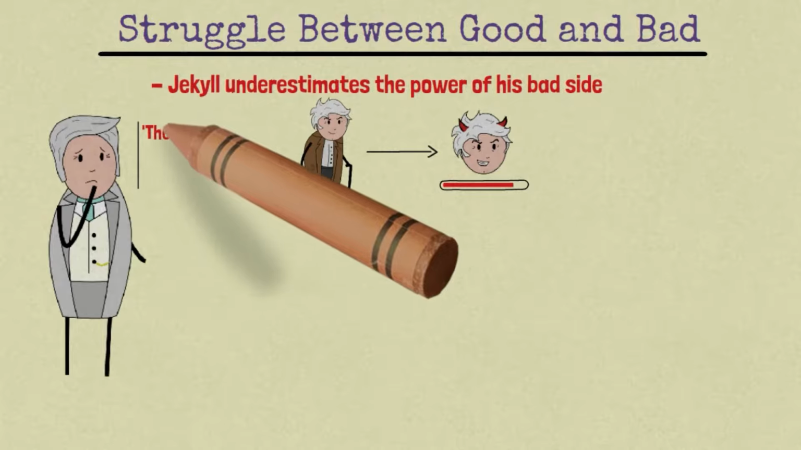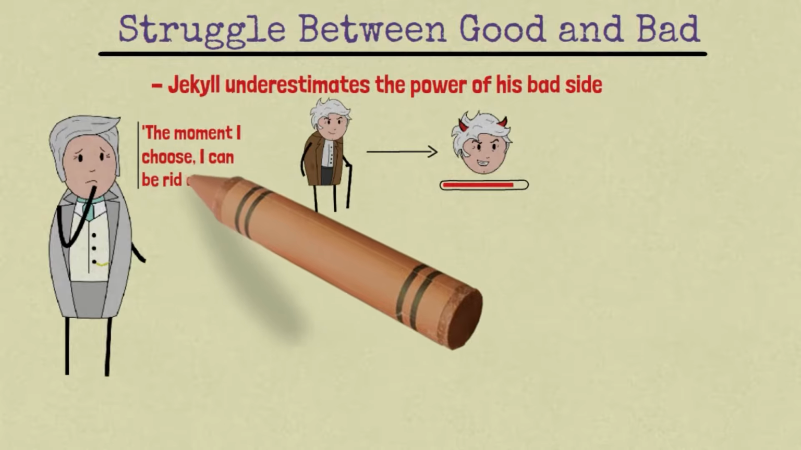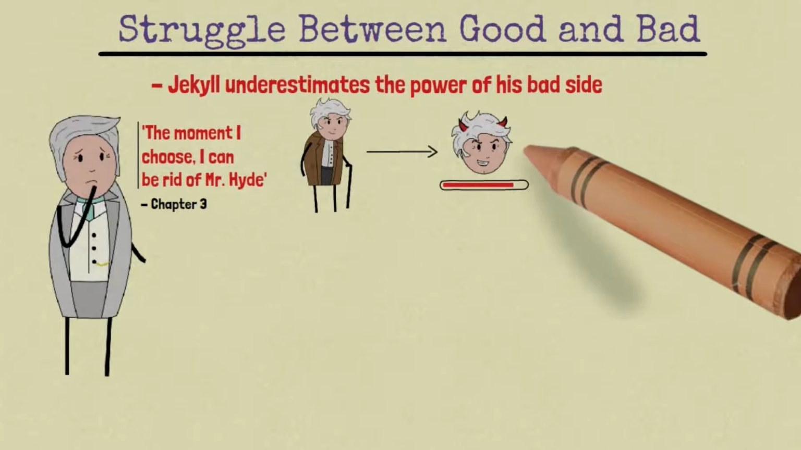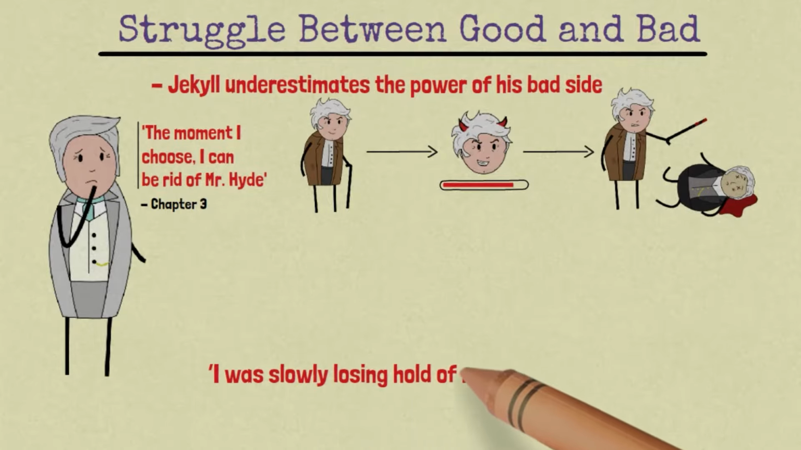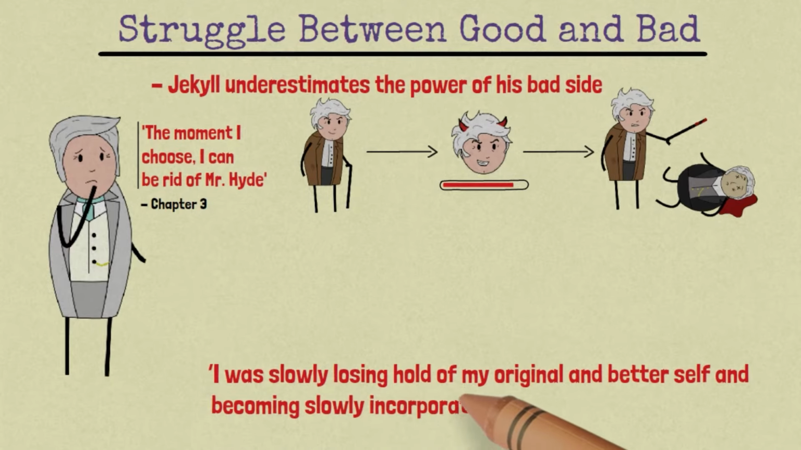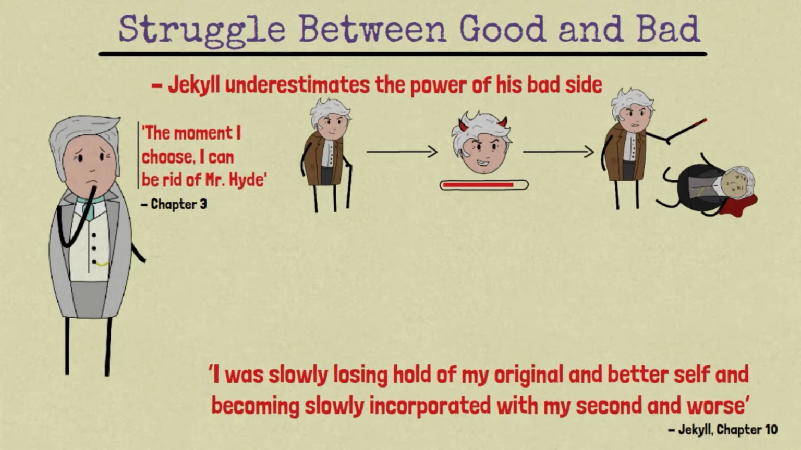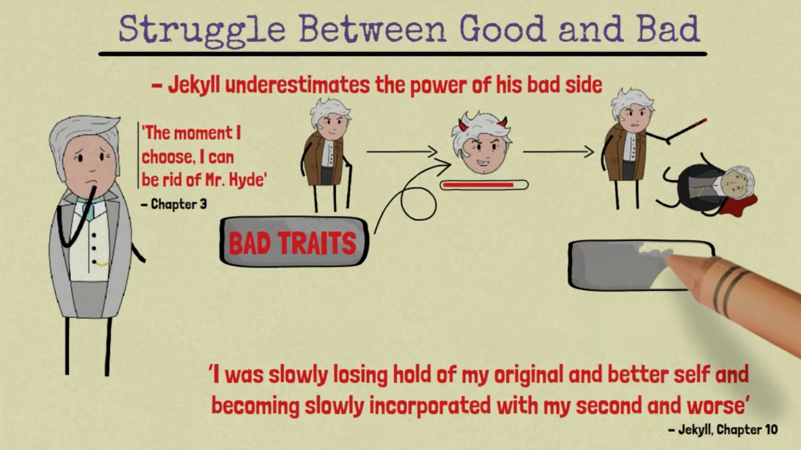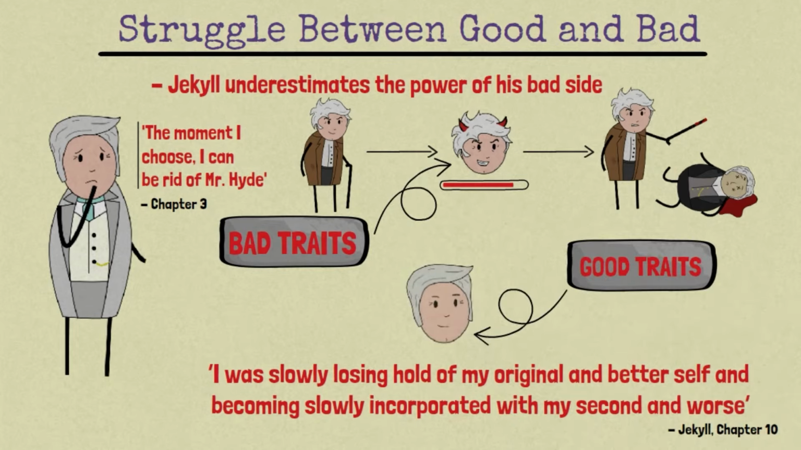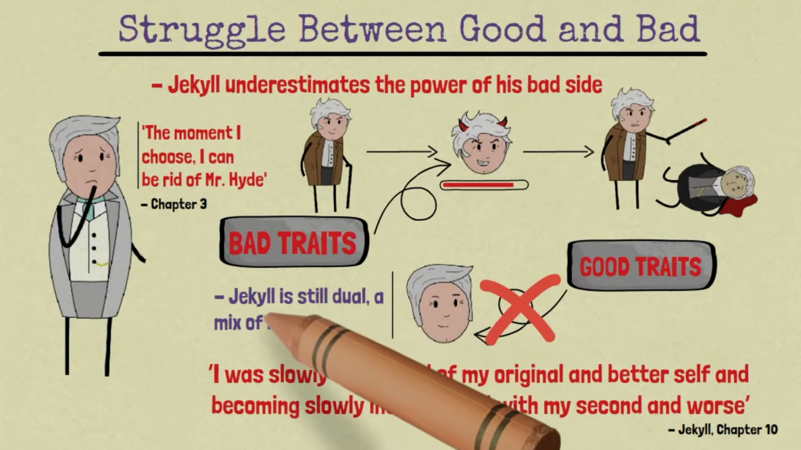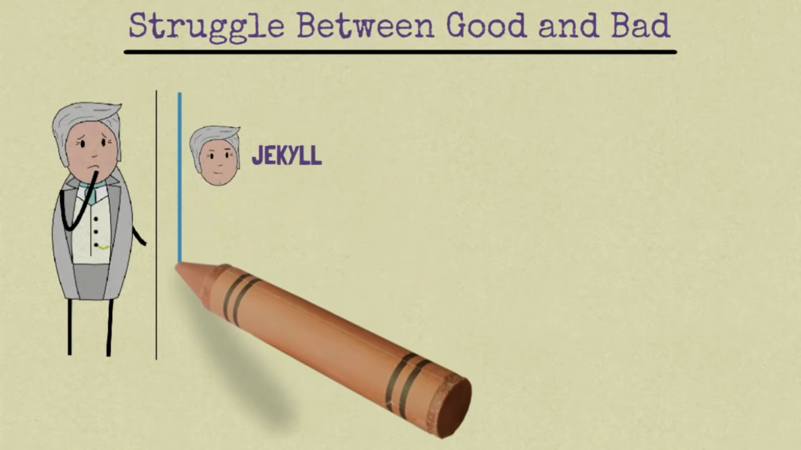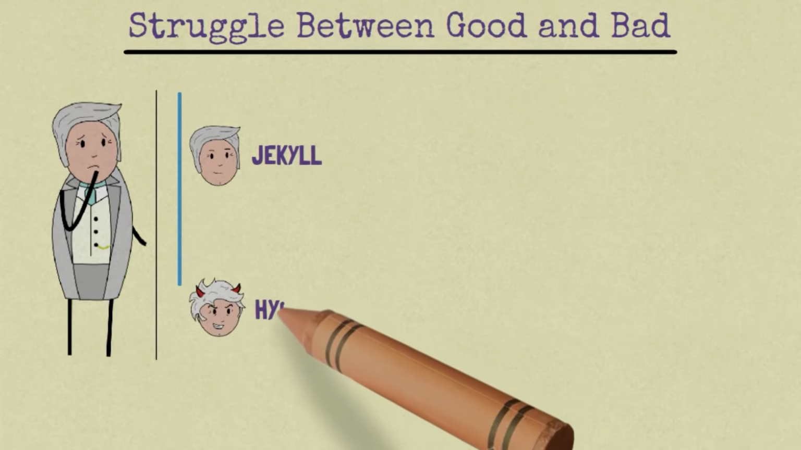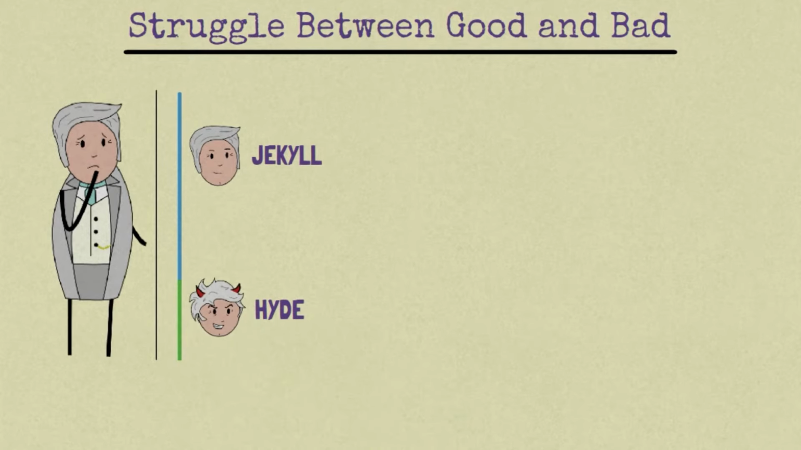He starts out believing that he has total control, boasting, "The moment I choose, I can be rid of Mr. Hyde." But this is misleading, as with each transformation he grows weaker and weaker. "I was slowly losing hold of my original and better self, and slowly becoming incorporated with my second and worse." Just because Jekyll put all his bad parts into Hyde does not mean that he was left with only the good parts. He is still as dual as ever, a mix of bad and good like we all are. In combination with Hyde then, his bad side, which was previously outweighed by the good side, is now the majority, and he inevitably begins to lose the Jekyll part of himself altogether.